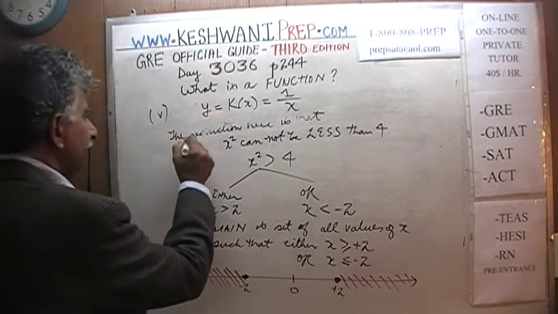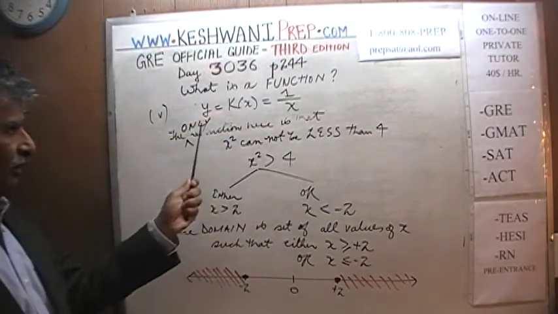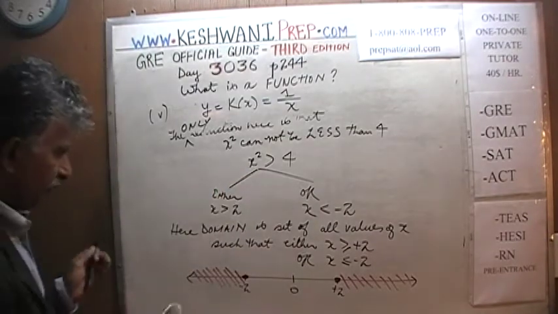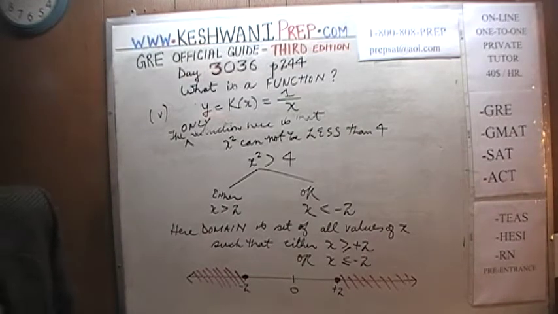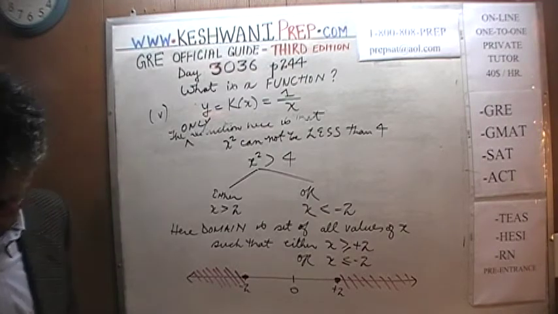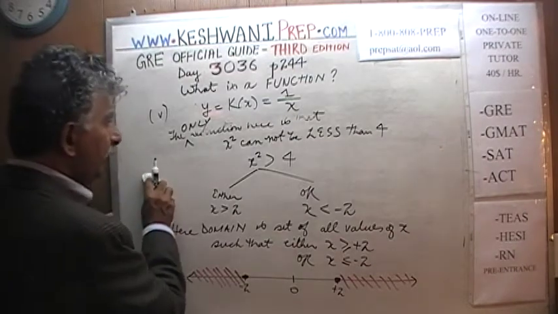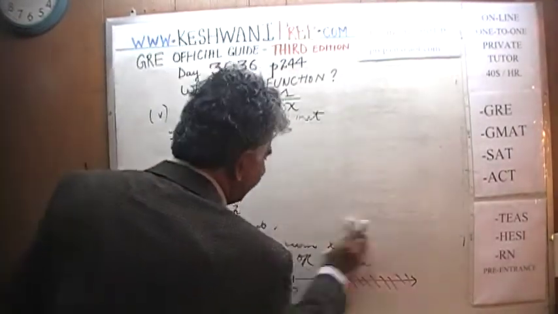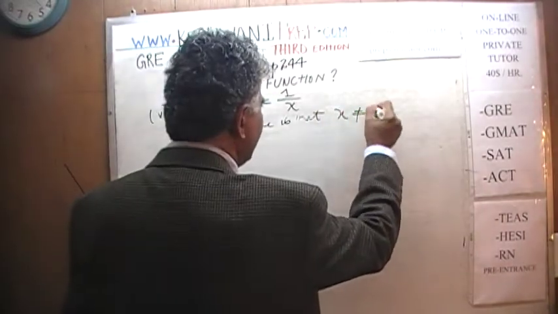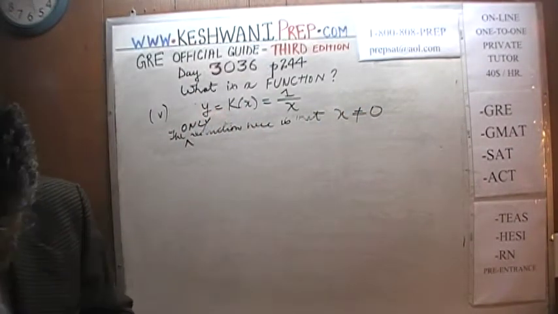Here the only restriction in this case is that you have to erase all of this. We're done with this from the previous problem. Give me a second. The only restriction here is that x cannot be equal to 0. That's it. That's the only restriction. Because what happens if x is equal to 0? We end up with 1 over 0. And we cannot divide a number by 0, because any number divided by 0 is undefined. So we can't have that.